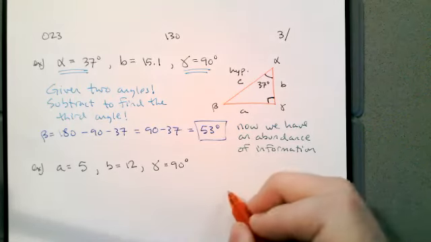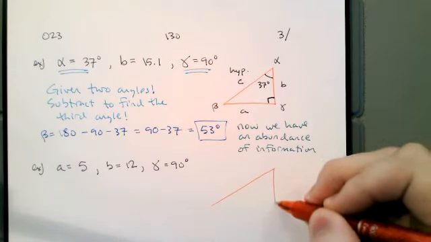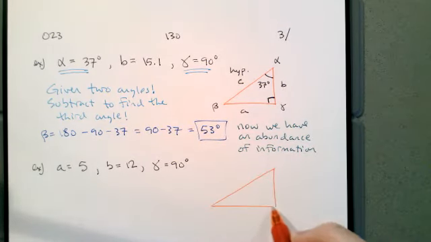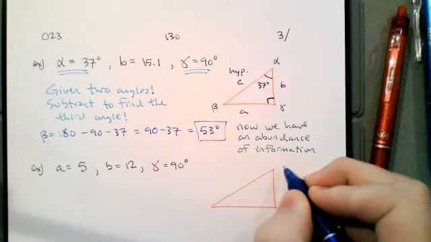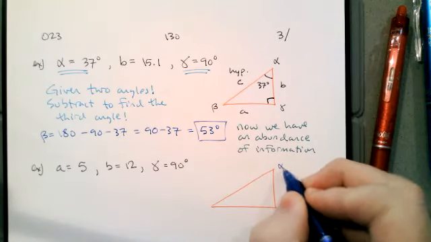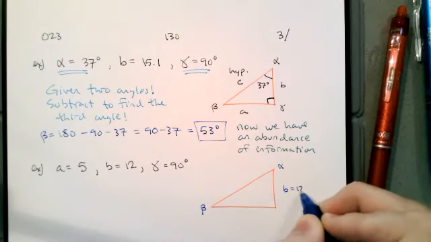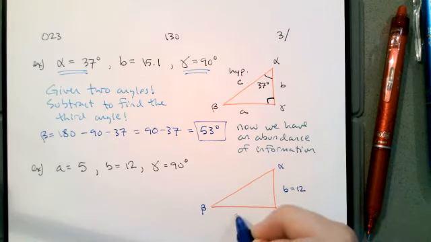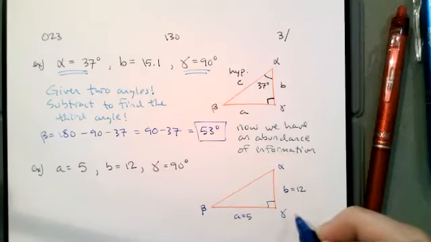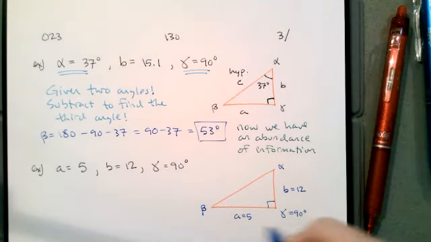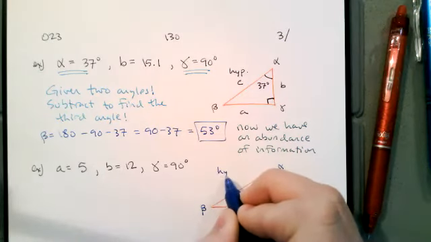Let's look at this triangle that I totally didn't draw to scale because I always put alpha up here. So we don't know what alpha is. We don't know what beta is. We do know that side B is equal to 12, and we know that side A is equal to 5. We have a right angle here because gamma is our right angle. There's our 3 given information, and C is going to be our hypotenuse.